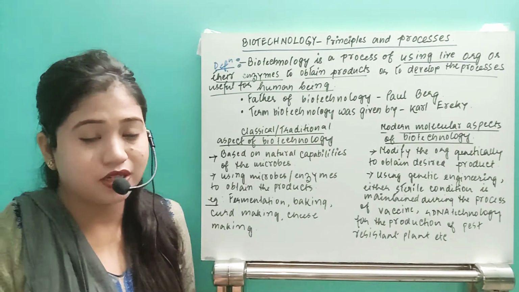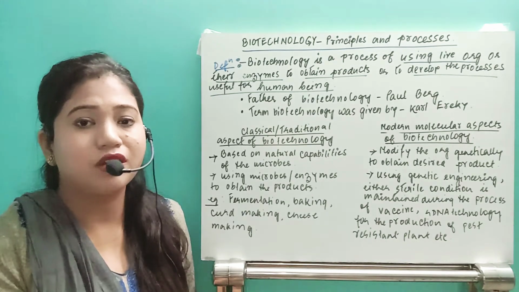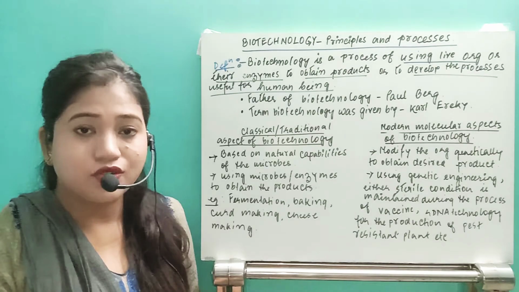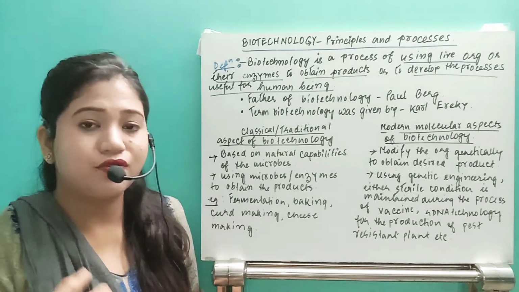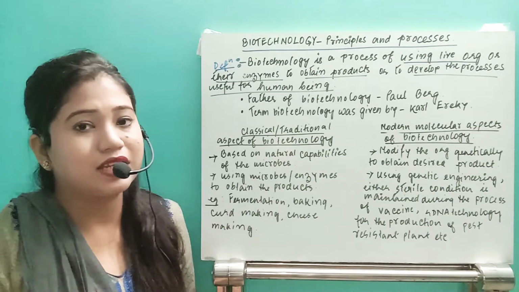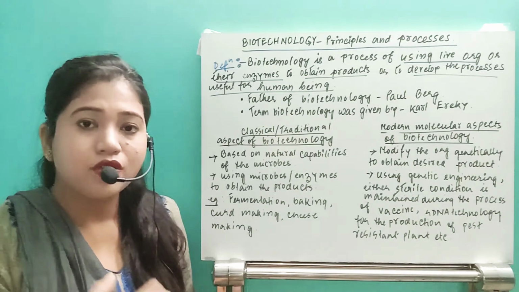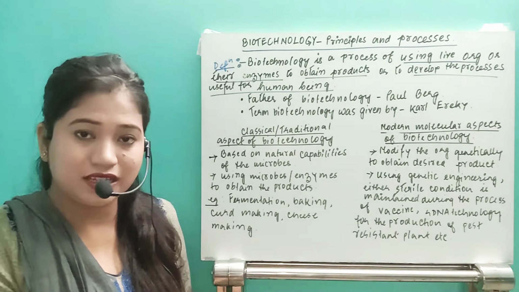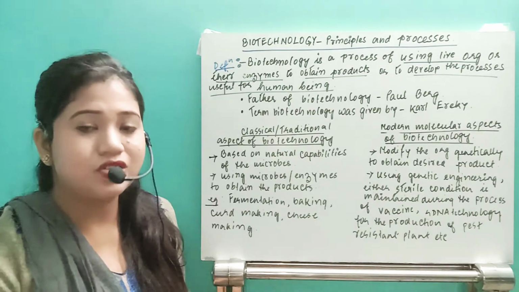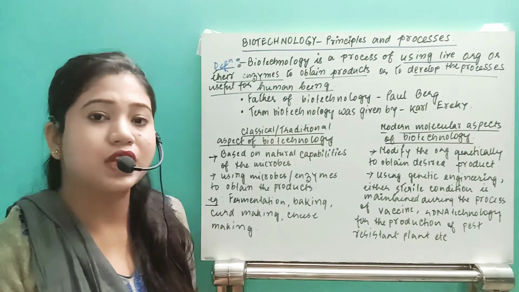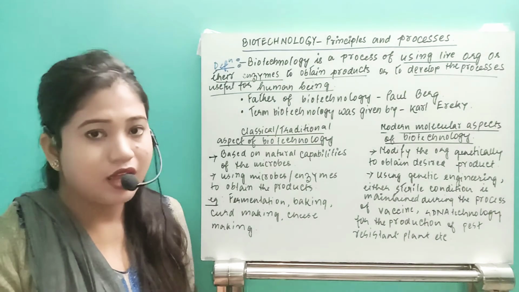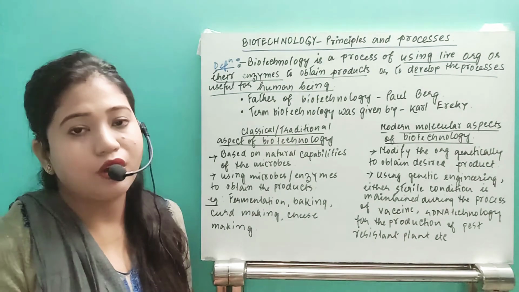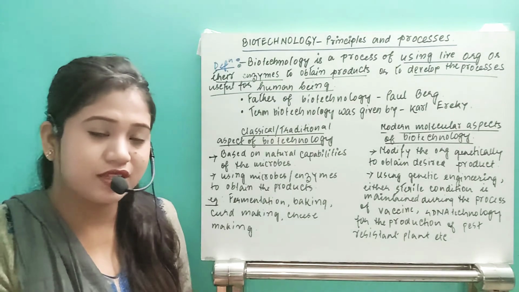So Bt toxin is actually a toxin produced by one gene, that is the cry gene. This cry gene is extracted from one bacteria, that is Bacillus thuringiensis. From the Bacillus thuringiensis we extract the gene, that is the cry gene, and this cry gene is introduced into a sapling, right? Then in the plant, that cry gene will start to undergo this process of transcription and translation.